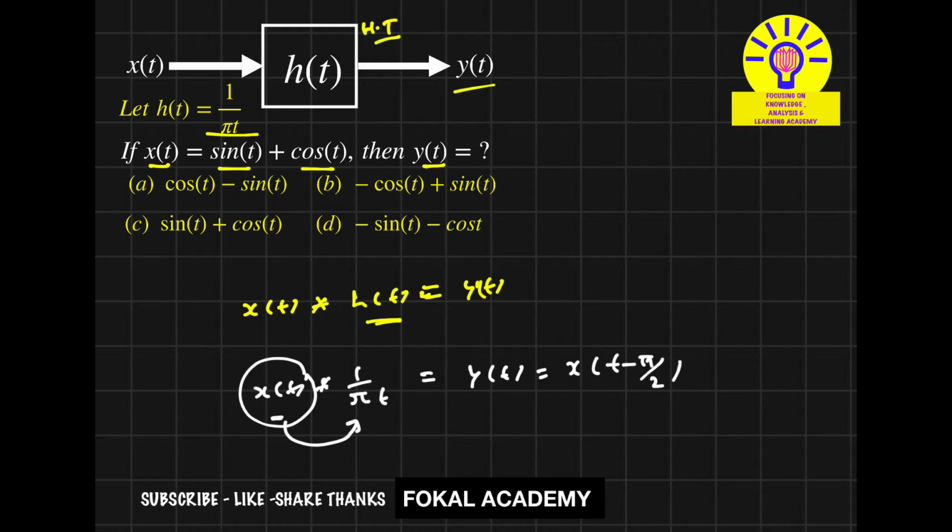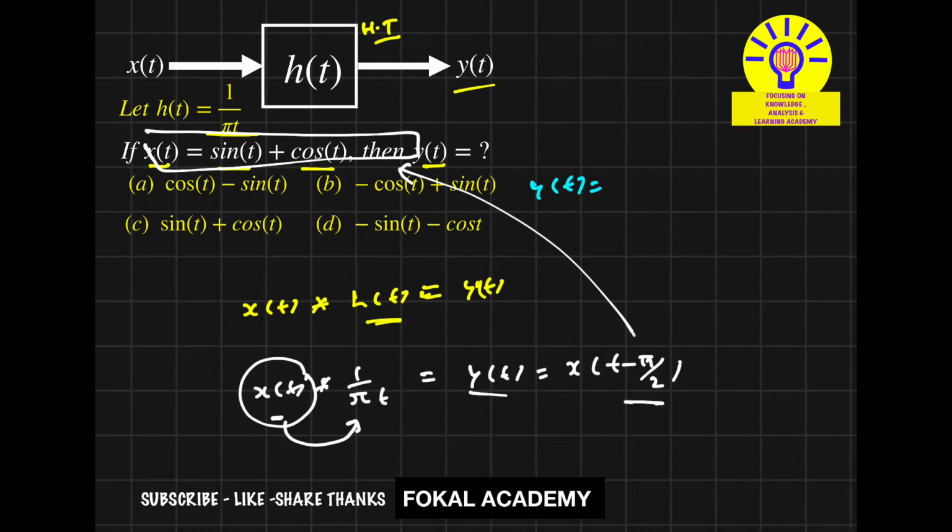So this is the x of t signal. Now apply t minus pi by 2 in this, so it becomes y of t. So that is y of t equal to sin of t minus pi by 2 plus cos of t minus pi by 2. So it becomes minus cos t plus sin t. So from the options, option B is the correct option, and this is the process of simplification.